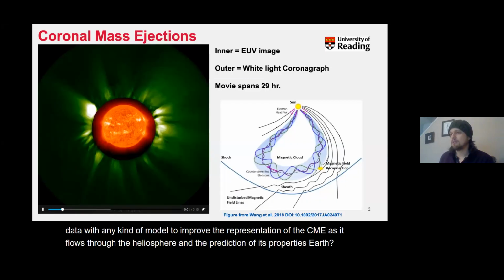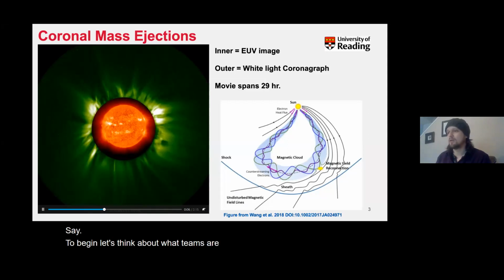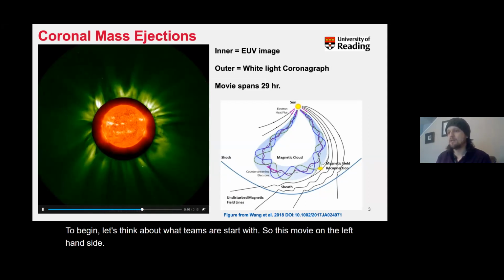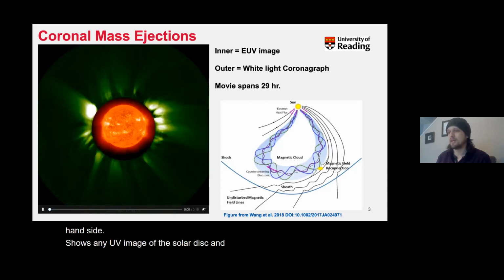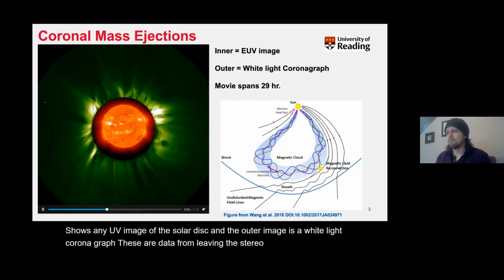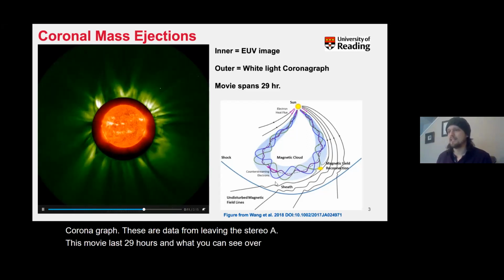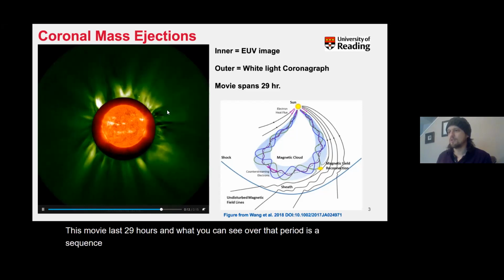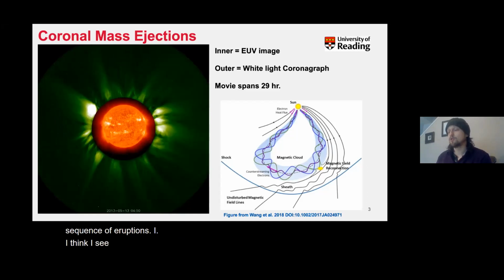So to begin, let's think about what CMEs are to start with. This movie on the left-hand side shows an EUV image of the solar disk, and the outer image is a white light coronagraph. These are data from, I believe, STEREO A. This movie lasts 29 hours, and what you can see over that period is a sequence of eruptions. I think I see about 5 CMEs being launched.